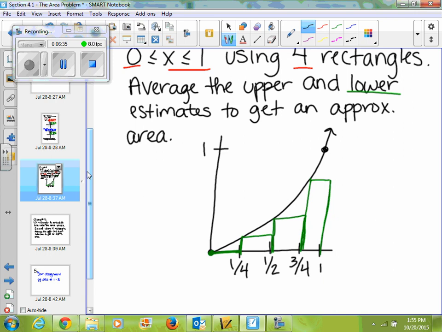And if I want to find the heights of my rectangles at these points, I know that 1/4 squared is 1/16. I know that 1/2 squared is 1/4. I know that 3/4 squared is 9/16. So those are the heights of my rectangles.